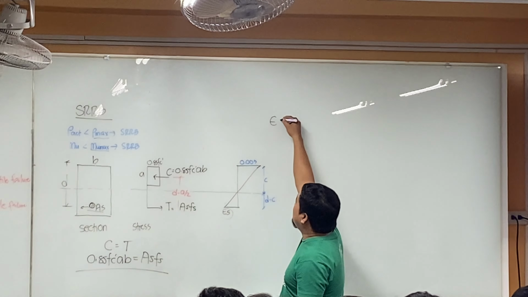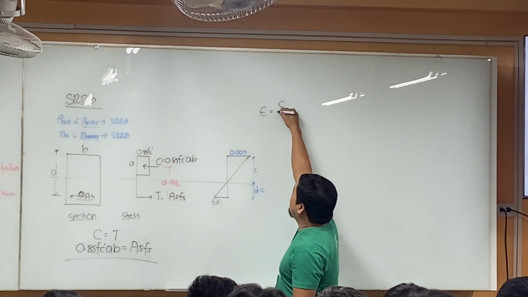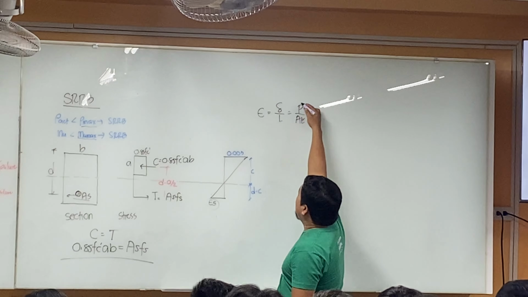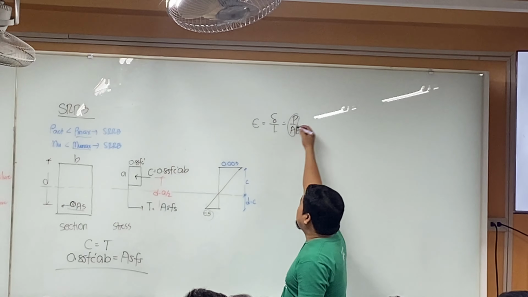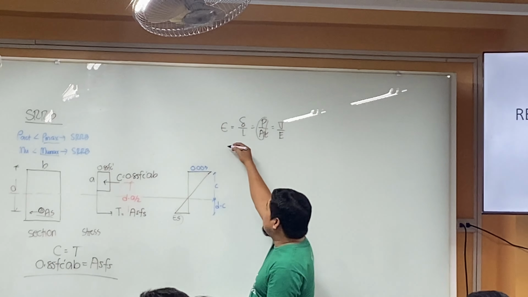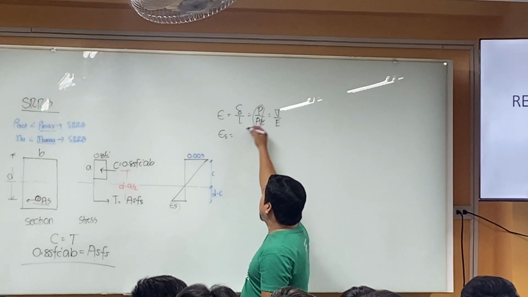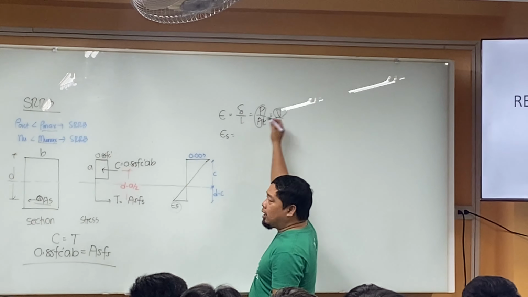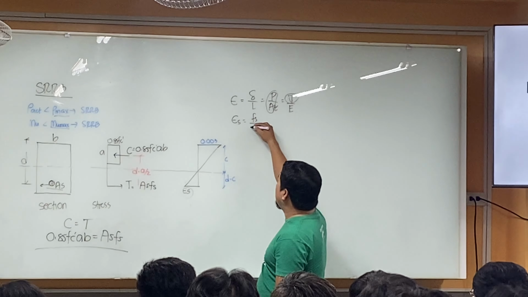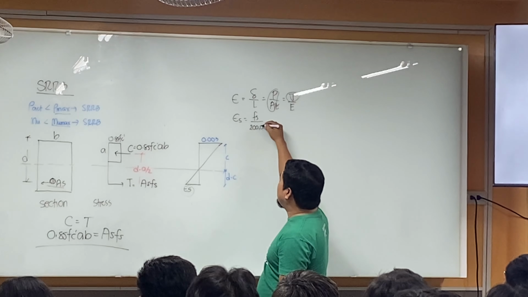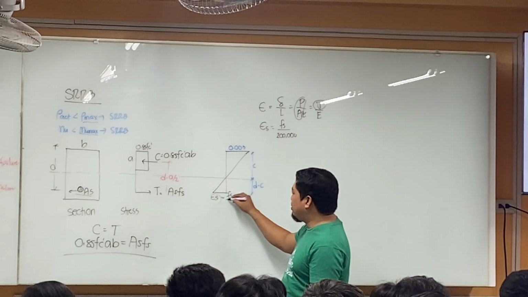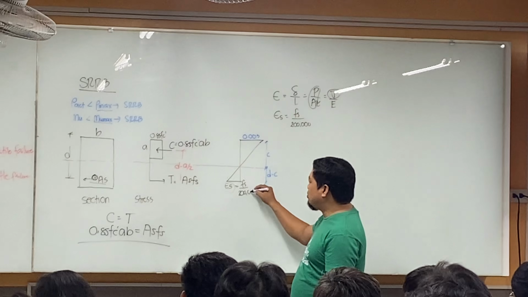As for strain, what is strain? Deformation over what? Where P over E, and what is this one? Stress. Stress over E. You have to relate the result to C. So the strain of steel is equal to the stress of steel, Fs, over E of steel, 200,000. So after you pull it, Fs over 200,000.